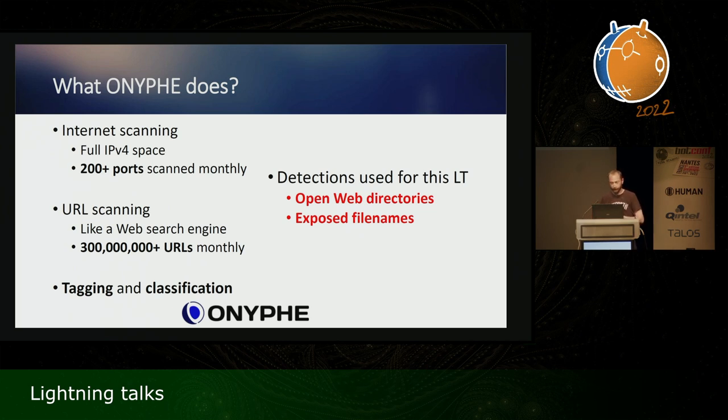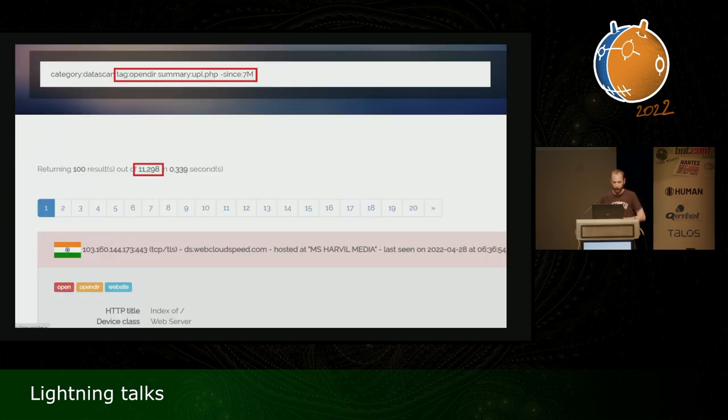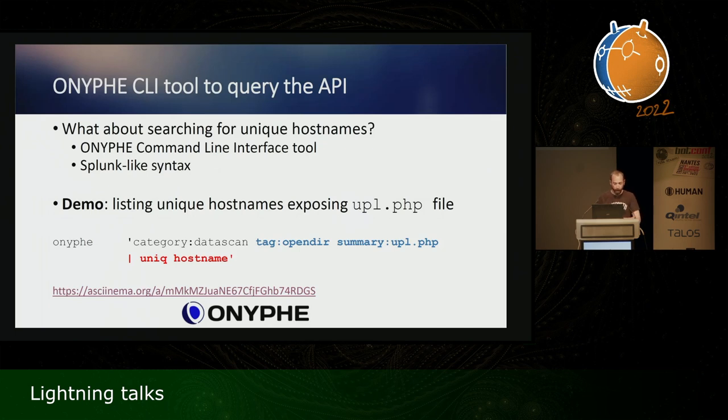The detection here is based on finding open web directories and being able, of course, to find file names exposed. If we do a search for the last 7 months of data, because we store 7 months of data, there are more than 11,000 devices which have a UPL.php file exposed. You can query it from the command line. There is an open source tool for that with a Splunk-like syntax. The idea here is to find the number of unique host names which are exposing a UPL.php file. So let's show the demo.